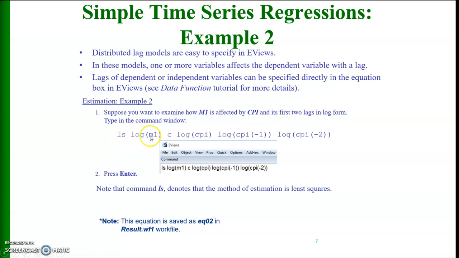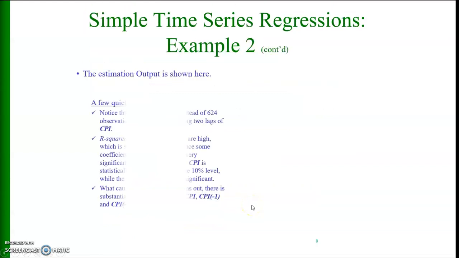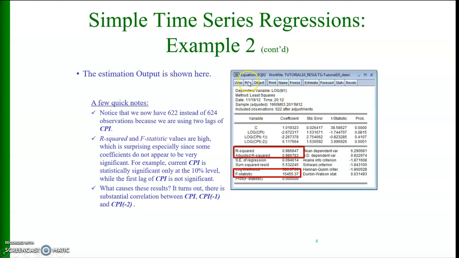Then we will type this command, that is ls log M1 constant log CPI log CPI(-1), this is the first lag, log CPI(-2), this is the second lag, and then we will enter this model and we will get the following results. Now if we notice, we have now 622 observations in this estimated model, because we are using two lags of CPI.